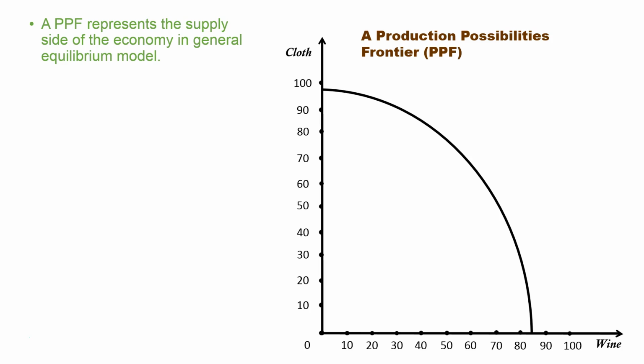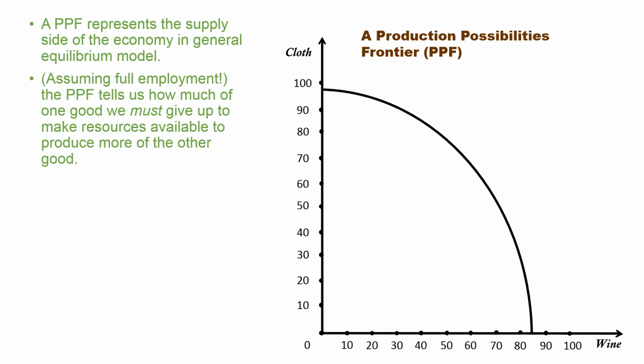So what we're doing is we're describing the supply side of the economy in what is called a general equilibrium model. So it's general equilibrium as opposed to partial equilibrium. We'd be looking at a partial equilibrium model, for example, if we just considered the supply of wine, but left the supply of cloth or other goods in the background.